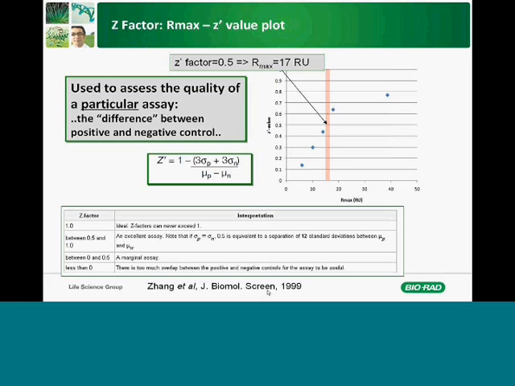And this value is specific for each assay because it depends on how much ligand is immobilized, how active it is, the molecular weight of the ligand and the analyte. So it is specific for each assay. And here you can see the equation of it, just with hand waving. You can see there are 4 parameters here.